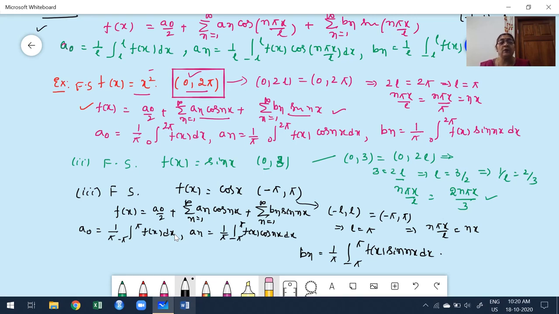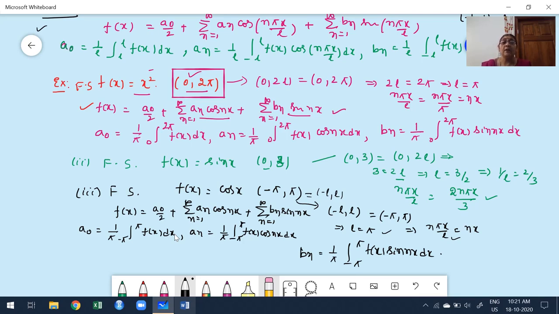Suppose the corresponding interval of the given function is in the form of the second case. What is the second case? Minus L to L. In such cases, again the same thing, equate the given interval to the general interval of the second case, minus L to plus L. Equate, we get the value of L, and then simplify L, find the corresponding n pi x by L, and then you construct the Fourier series.